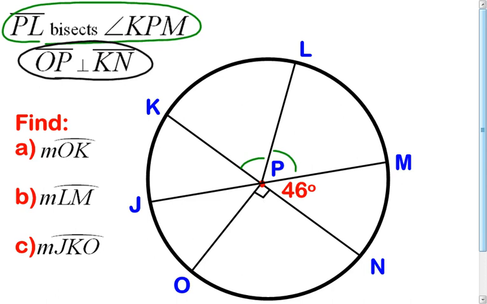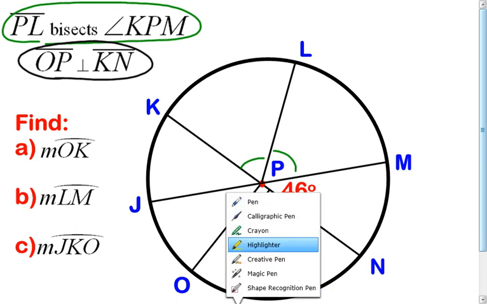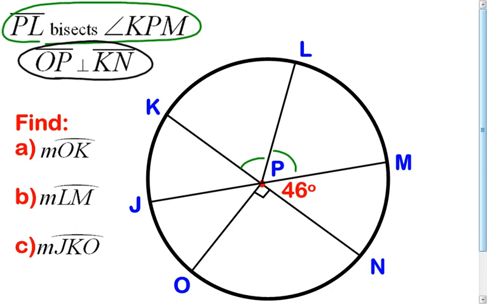And now I can go through this and figure out some angle measures. So I want to find the measure of arc OK. Let's go with the light one. So arc OK is going to be this arc right here. Kind of light, so let me just make that one right there. So if I could find the measure of these two angles, I would be able to know the measure of arc OK.